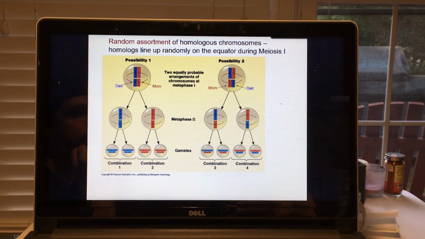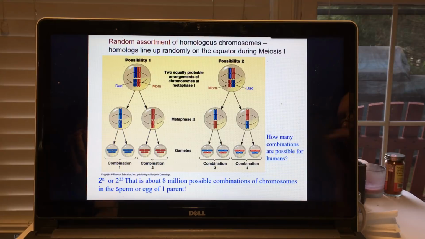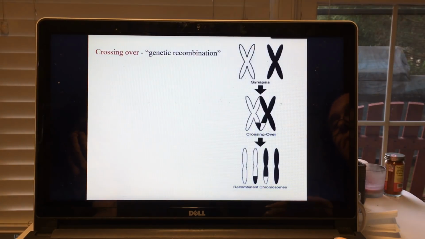But what about in humans? The way to figure out the total number of possible combinations of chromosomes in a gamete is a mathematical formula, and it's a simple one. It's 2 to the n, where n is the haploid number. So in humans, the n number is 23. So 2 to the 23rd is approximately 8 million possible combinations of chromosomes that can be in the sperm or egg of one parent. So that's quite a bit of variation. So the more chromosomes in a species, typically the more variation.